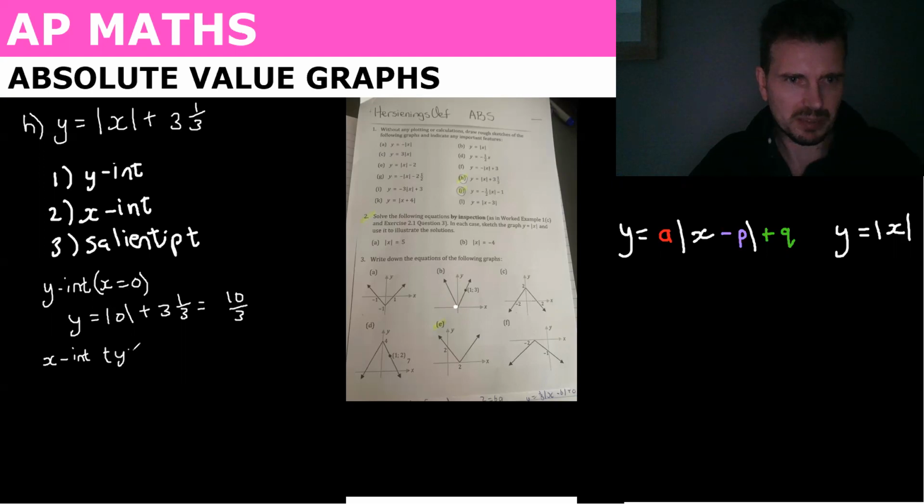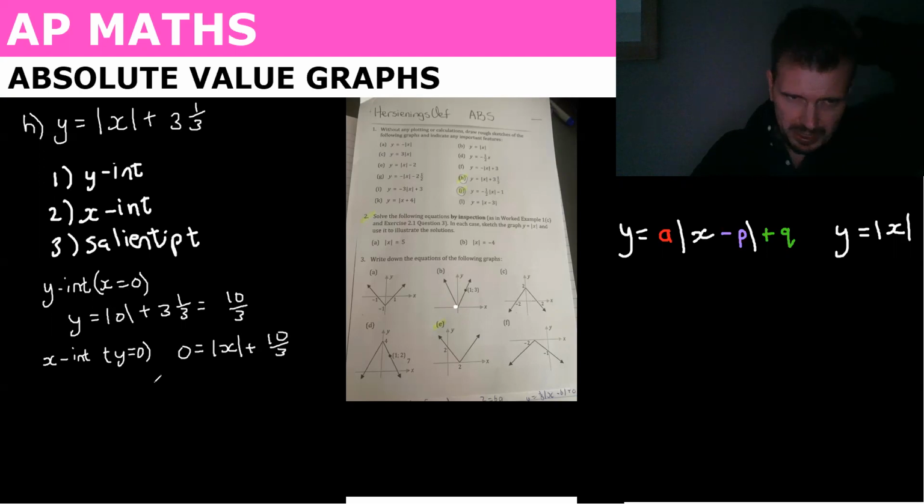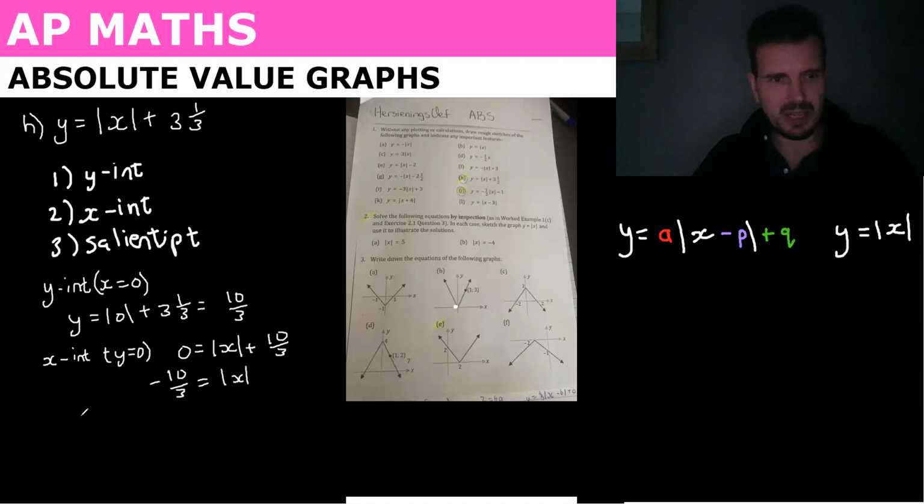So we make y equals 0. And so we get 0 equals the absolute value of x plus 10/3. I'm going to keep this as 10/3 because I prefer it like that. We take the 10/3 across to become negative, and an absolute value can never be negative. So therefore, we say no solution, and that makes sense. There's no x-intercept.